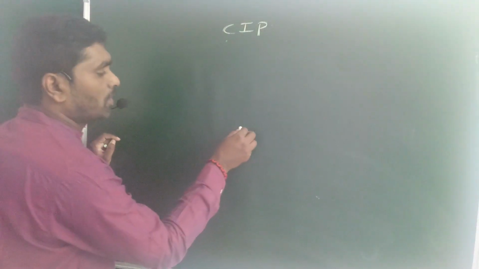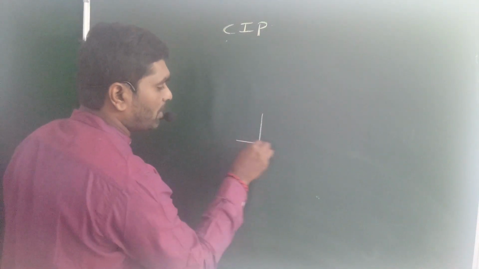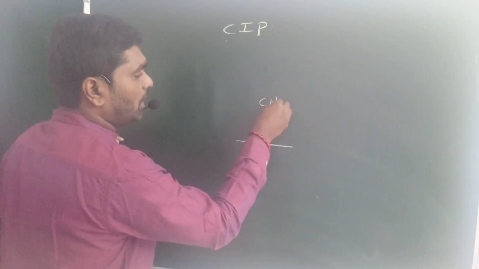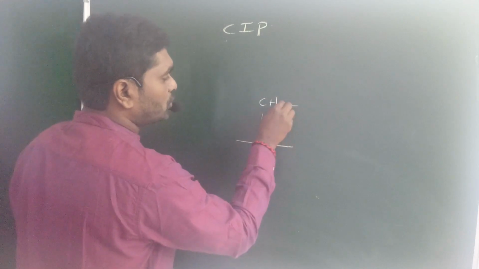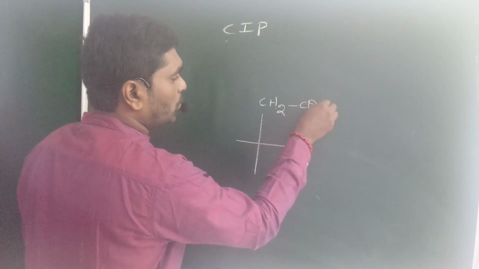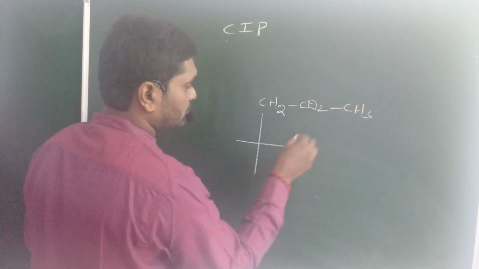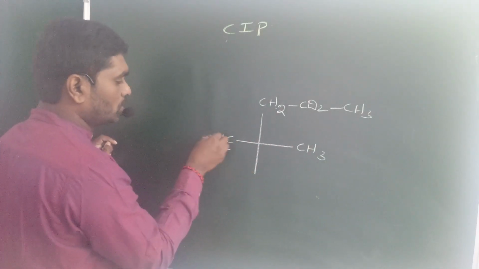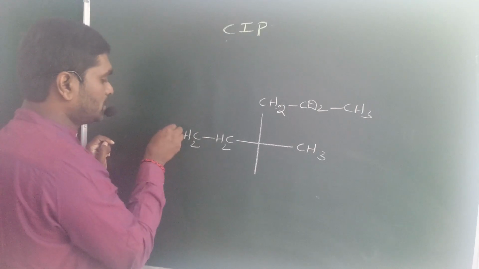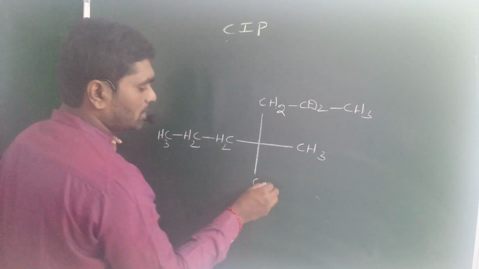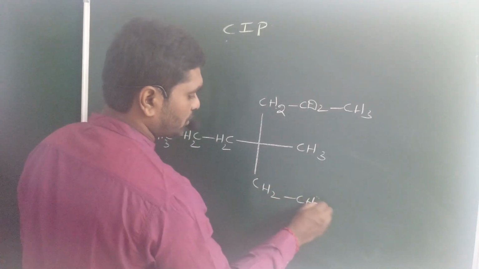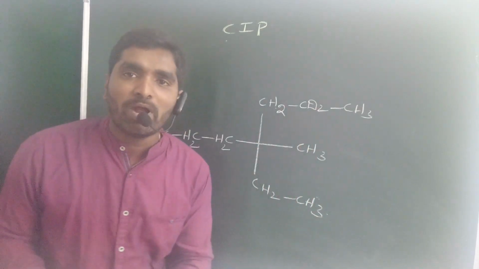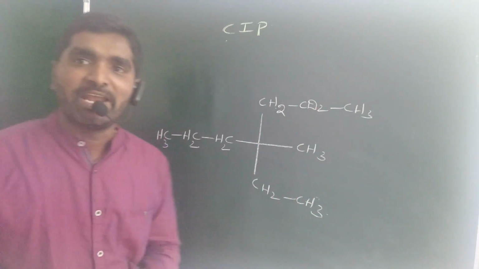Okay. Maybe the carbon may be like this: CH2, CD2, CH3, CH2, CH2, CH3. Okay, tell me, what is the priority order?